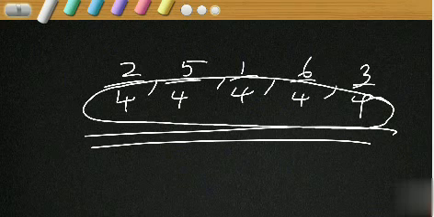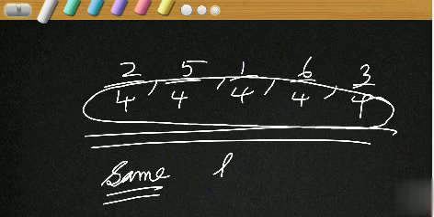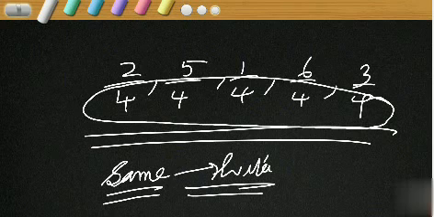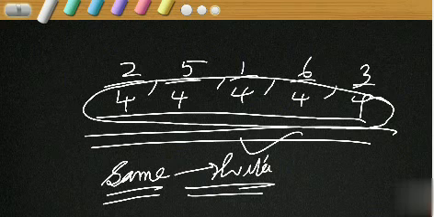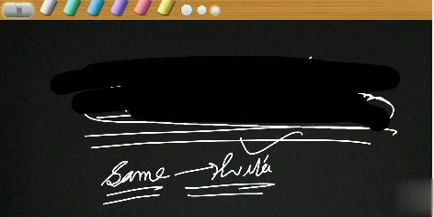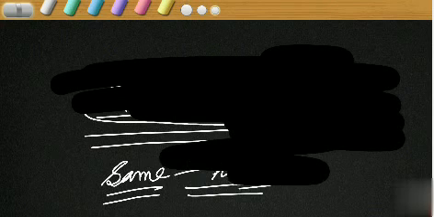So, fractions having the same denominator are known as, yes, like fractions. Fractions with the same denominator are known as what? Like fractions. I would like to give you some examples. Can you say whether they are like fractions or not?